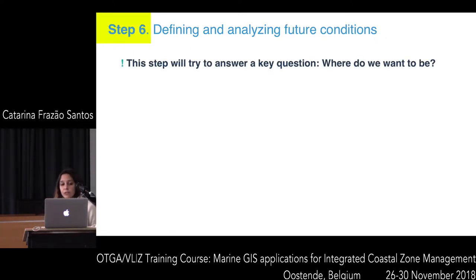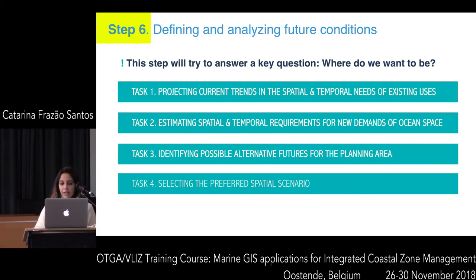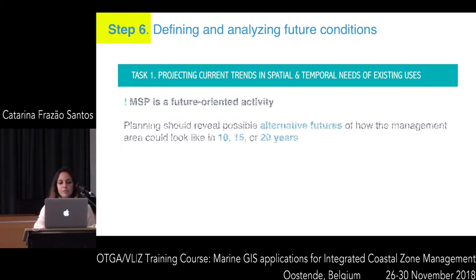And then we get to step six. So we already, supposedly and hopefully, answered the question about where we are, and now we have to define where we want to be. And we have four main tasks. Projecting current trends in the spatial and temporal needs of existing uses, estimating the needs for new demands of ocean use, identifying alternative futures and selecting one of those futures, one of those scenarios.